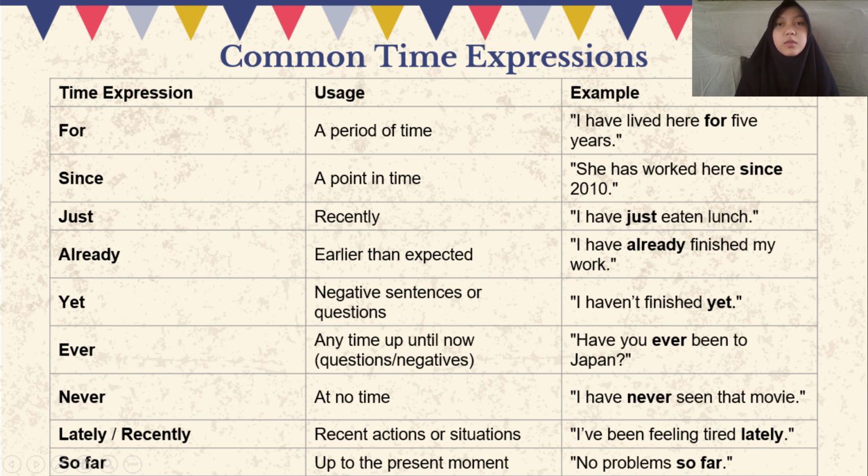And then we have ever. For example, have you ever been to Japan? And then we have never. For example, I've never seen that movie. It means you didn't see that movie at all. And then we have lately or recently. For example, I've been feeling tired lately. And then lastly, we have so far. For example, no problem so far.